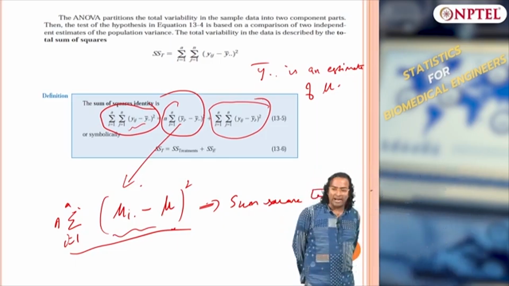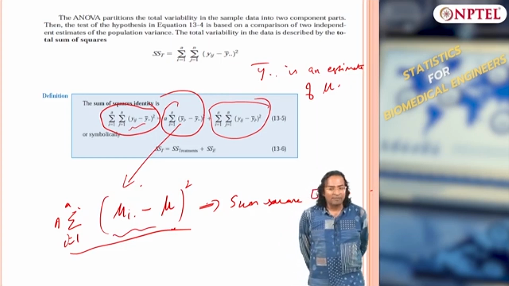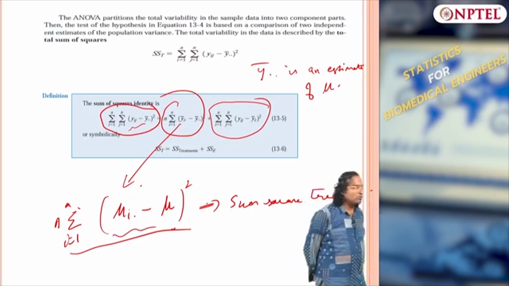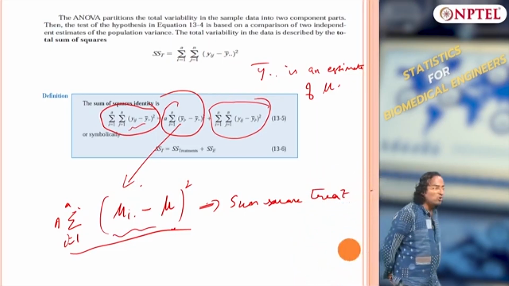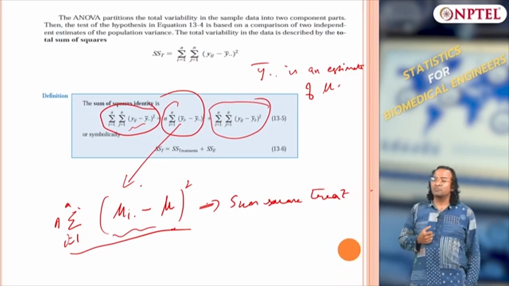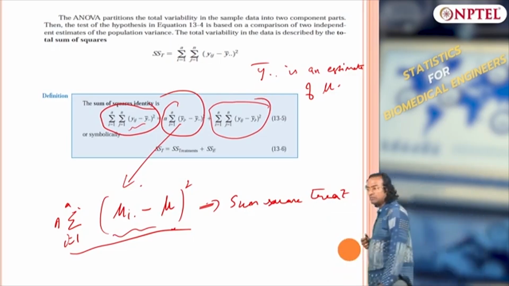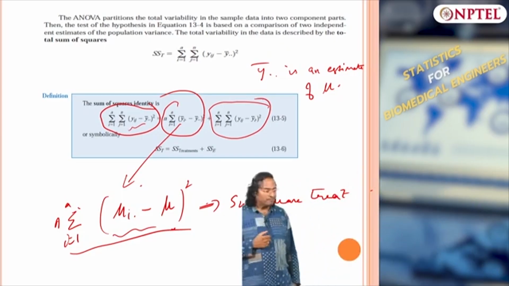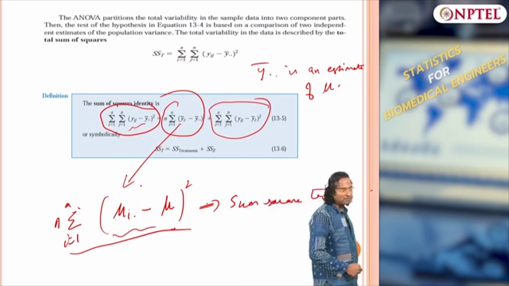So, this is the squared deviation of the treatment mean from the grand mean, and we are summing it up. So, it is the sum of squared deviations due to variation in treatment. That is why it is sum square treatment, the first part. Does it make sense? Now, what is the second part?